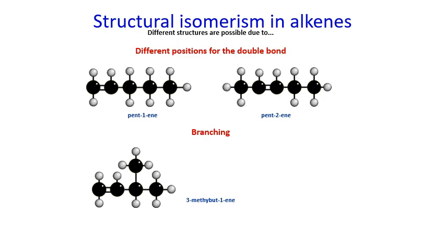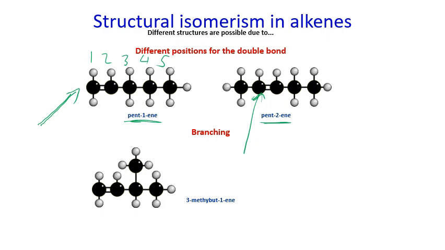So you can also have structural isomerism in alkenes, just as you had with alkanes. And the reason for this is you have different positions of the double bond. So here we have 1, 2, 3, 4, 5 carbons, but you'll notice that the double bond, the lowest number, is now on the first carbon. Well, here it is on the second carbon. So that's pent-1-ene, whereas that's pent-2-ene.